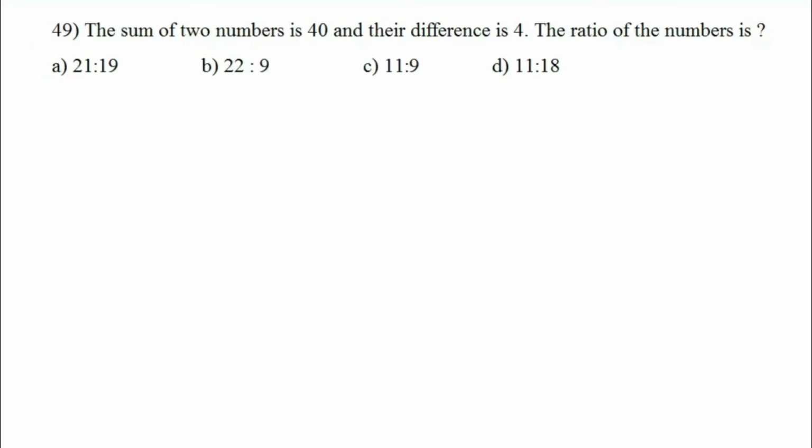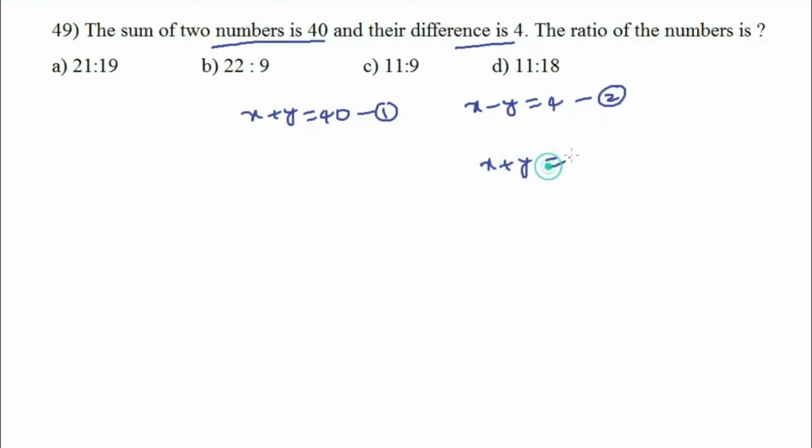Question number 49. The sum of two numbers is 40 and their difference is 4. The ratio of the numbers is? Sum of two numbers is 40. X plus y equal to 40. And their difference is 4. X minus y equal to 4. This is the first equation, and x minus y equal to 4 is the second equation. Solving 1 and 2. X plus y equal to 40 and x minus y equal to 4. Plus y minus y cancel. X plus x, 2x equal to 44. So x is equal to 22.